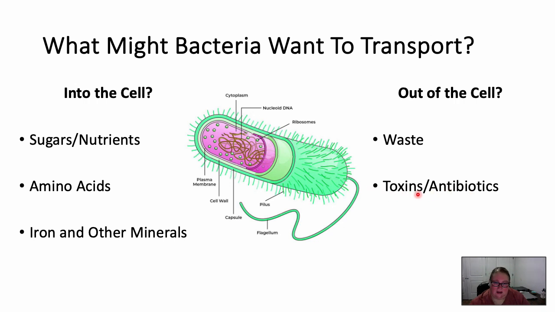So for some, toxins are their defense mechanism. So like Vibrio cholerae, they're going to release toxins, and they're going to want to get rid of things that are toxic to them. So like antibiotics. Okay, so these are some things that the bacterial cell might want to bring in and out.